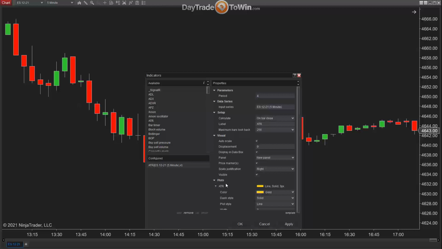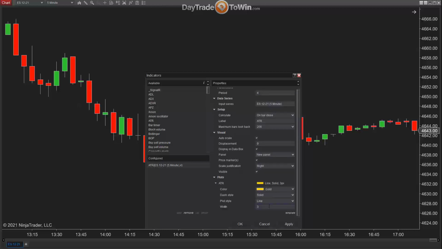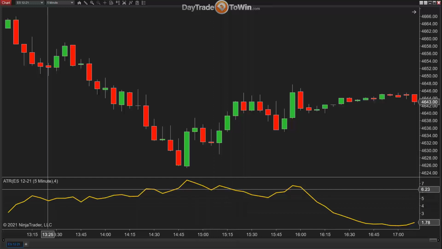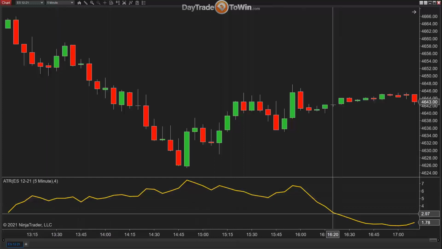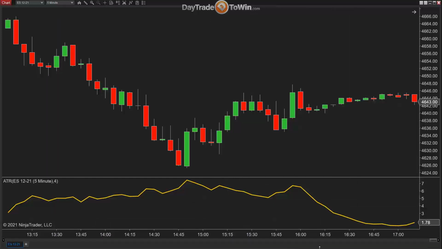Now you can customize the appearance of the ATR if you want by going down here. NinjaTrader likes to use these little drop-down triangles. They're kind of tricky to click on. They're pretty small, but look for them, click on them if you want, customize things how you like them, width of 3, change it to gold if you're on a dark chart, and voila, you should have this ATR at the bottom, highly legible and giving you its value, the current ATR value, all the way on the right.